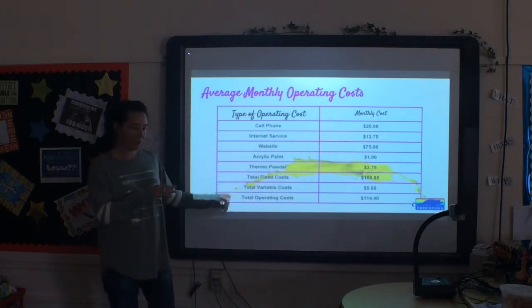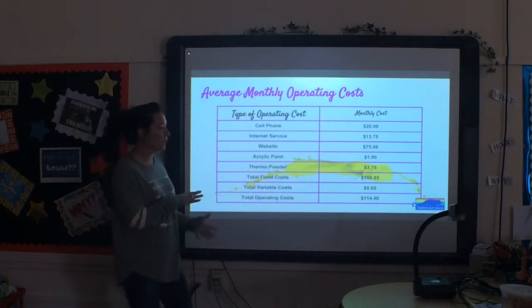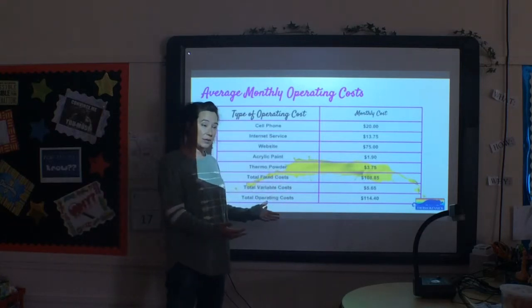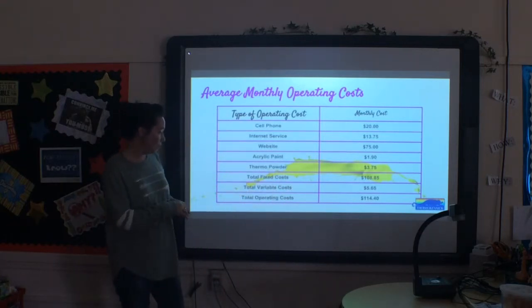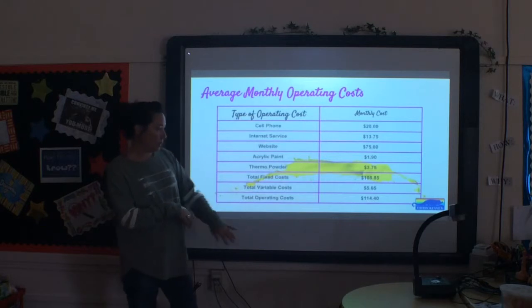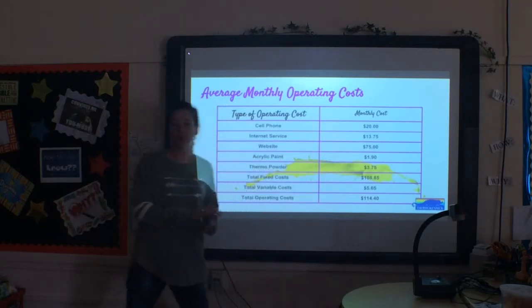Variable costs she estimated at $565, and again she did the research behind all these numbers to see where they were coming from, and then a final total operating cost of $114.40 every month.